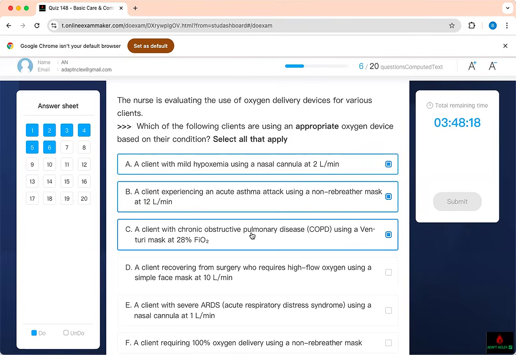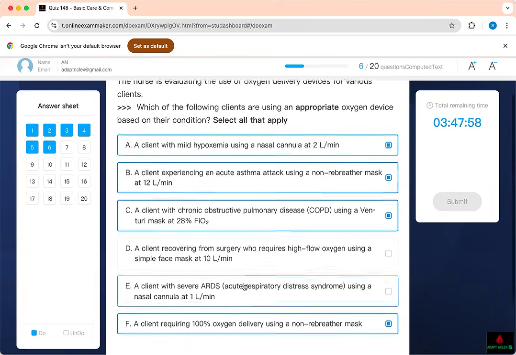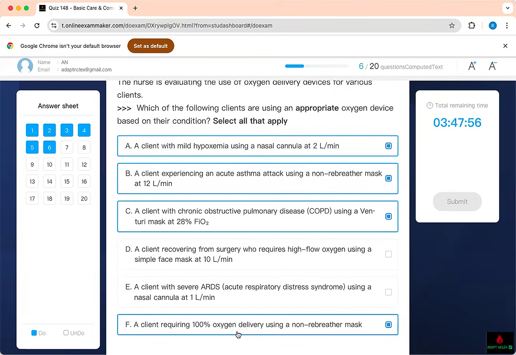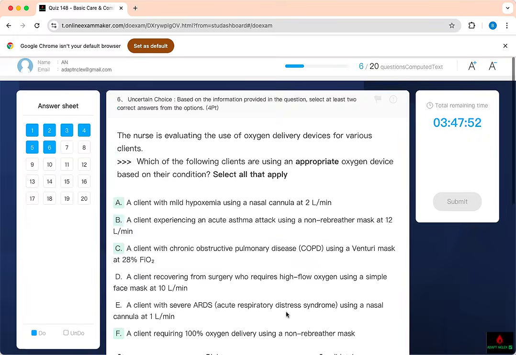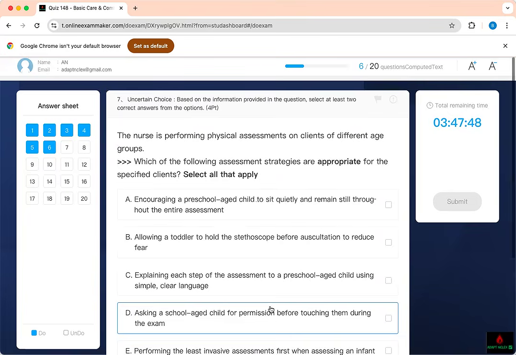A client recovering from surgery requires high flow oxygen using a simple mask. Simple mask cannot provide high flow oxygen. It can give you up to 6 to 10 liters. It's not good. A client with severe ARDS cannot use nasal cannula. A client requiring 100% oxygen delivery, non-rebreather is the best mechanism. So know each device and what they can do. This is content right there. So I give you explanation.